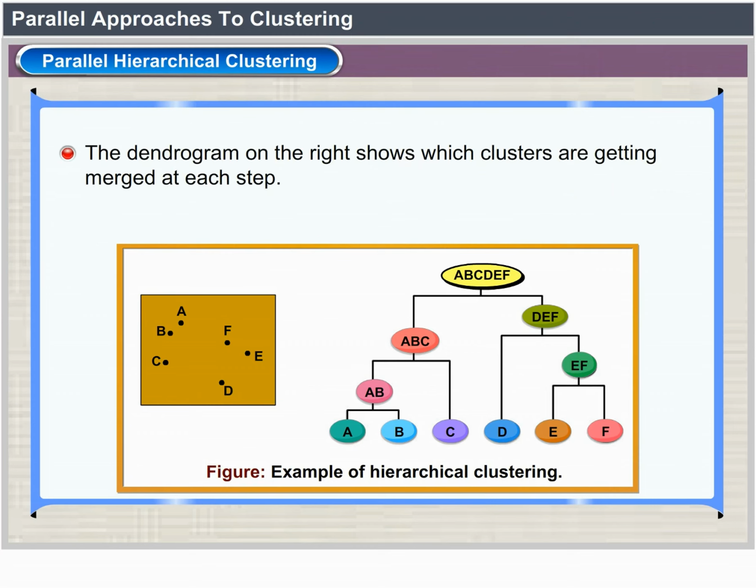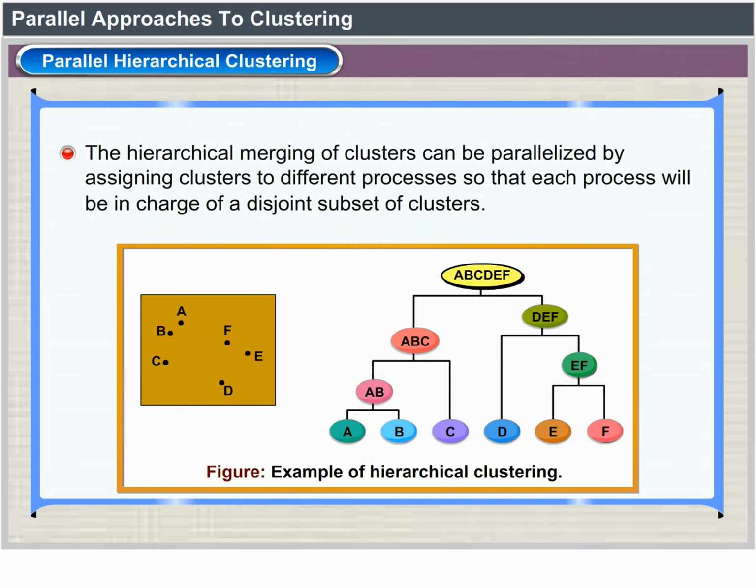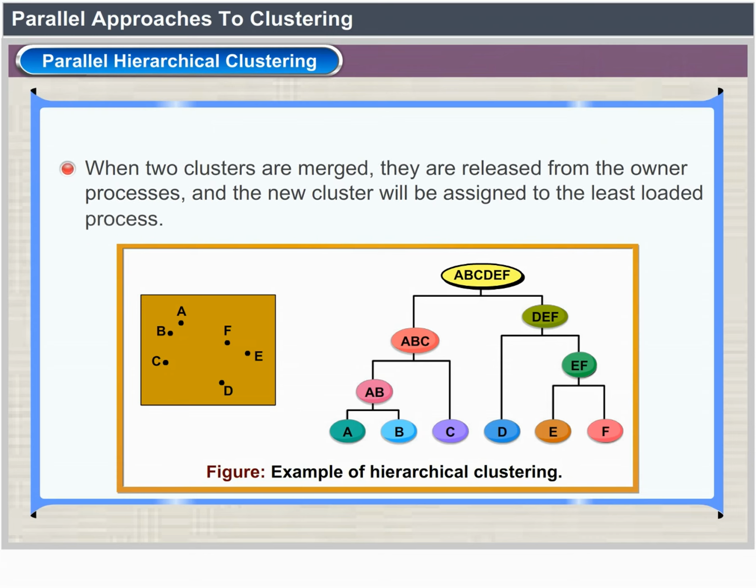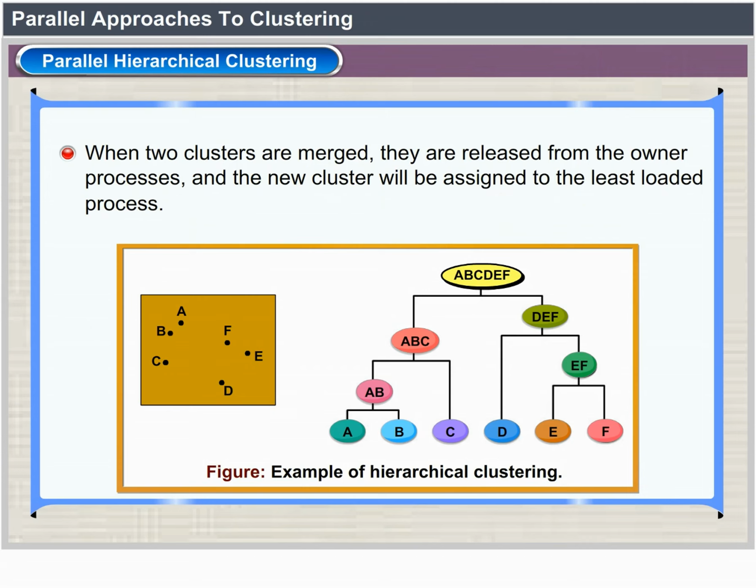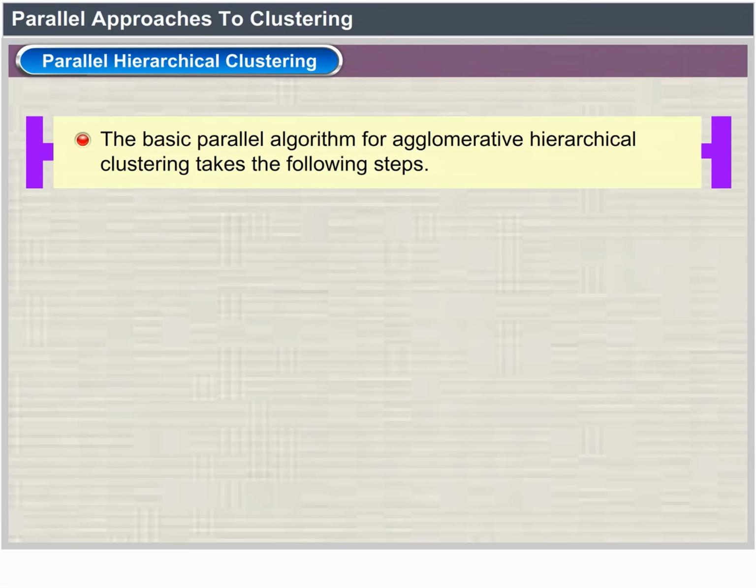The hierarchical mergence of clusters can be parallelized by assigning clusters to different processes so that each process will be in charge of a disjoint subset of clusters. When two clusters are merged, they are released from the owner processes and the new cluster will be assigned to the least loaded process. The basic parallel algorithm for agglomerative hierarchical clustering takes the following steps.